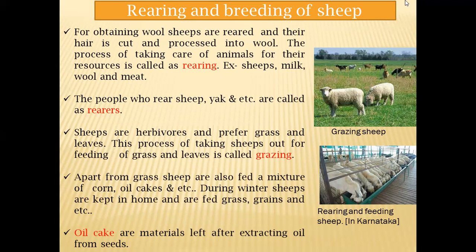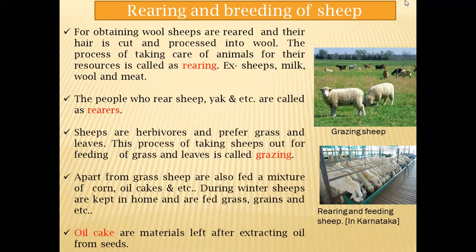This is also a very important definition, children. Please remember this. Apart from grass, sheep are fed many mixtures. During winters, you can't go out to keep an eye on the sheep, and you can't leave them out alone, as they may wander away. So apart from grass, sheep are also fed corn and oil cakes.